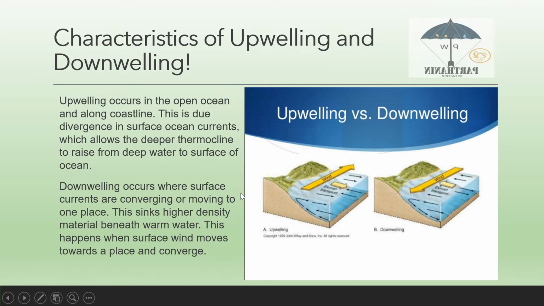So upwelling occurs in the open ocean and along the coastline. This is due to divergence in surface ocean currents, which allows the deeper thermocline to rise from deep water to the surface of the ocean. Whereas downwelling is exactly the opposite, where surface currents are converging, or moving to one place. This sinks higher density material beneath the warm water. This happens when surface wind moves towards a place, or converges.